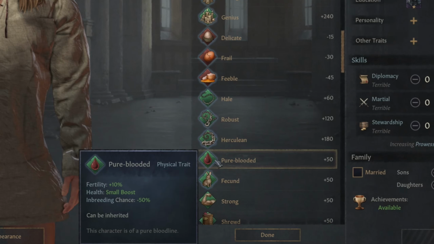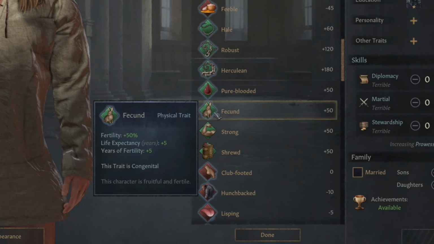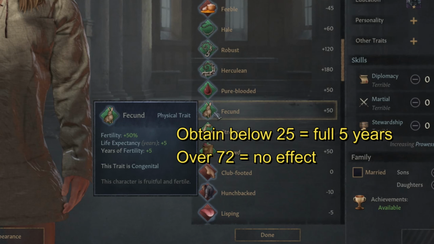Pure-blooded is hard to obtain naturally, so for a genetics program, starting off with it is very useful. Otherwise, it's an expensive health boost. Fecund increases your lifespan, but only the full 5 years if you're 25 or under. Otherwise, the benefit decreases rapidly with older rulers.